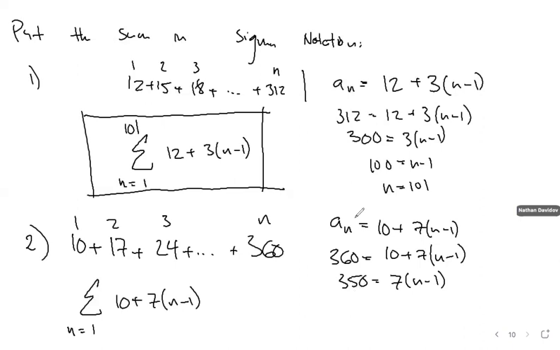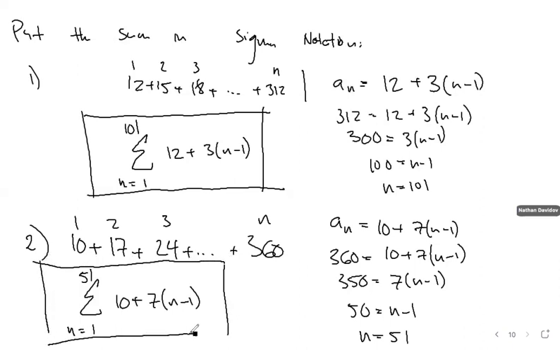What is 350 divided by 7? 50, right? So 50 is equal to n minus 1, so n equals 51. So I'm going up to 51. A nice compact way of writing this sum would be the sum from n equals 1 to 51 of 10 plus 7 times n minus 1.